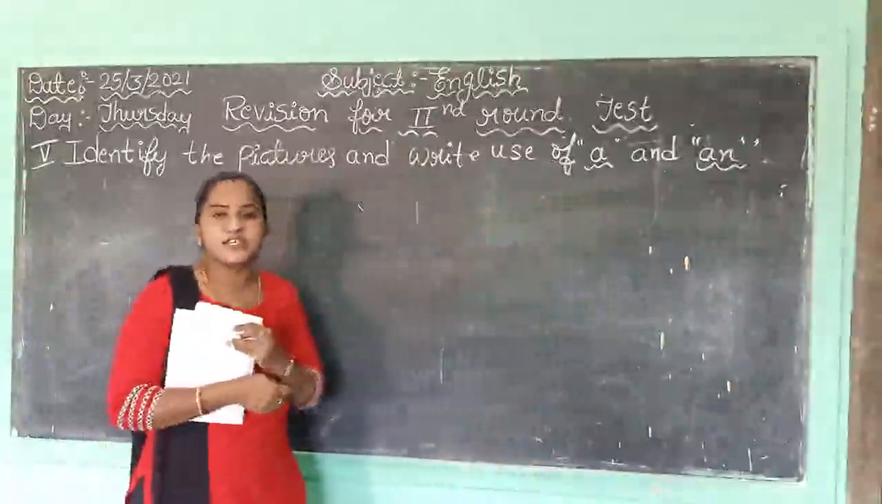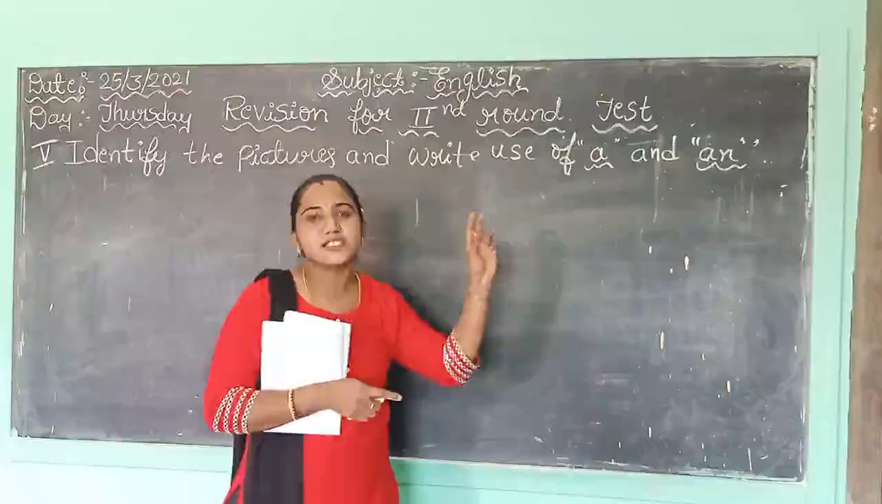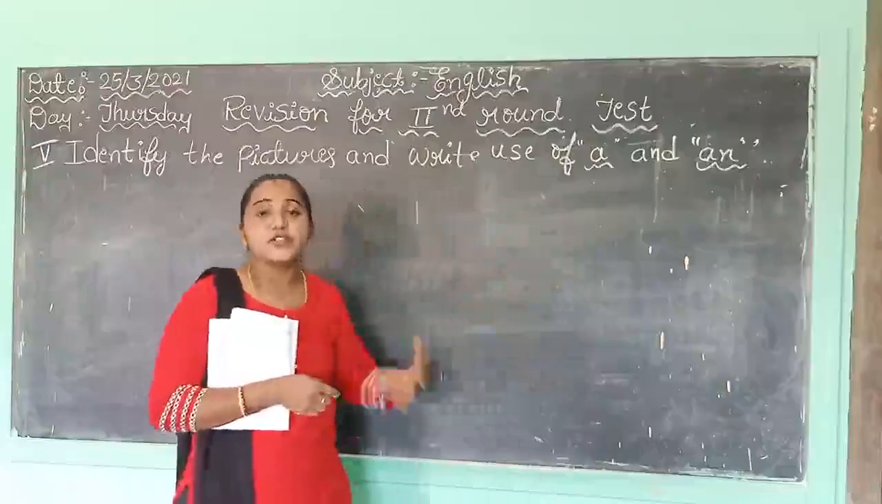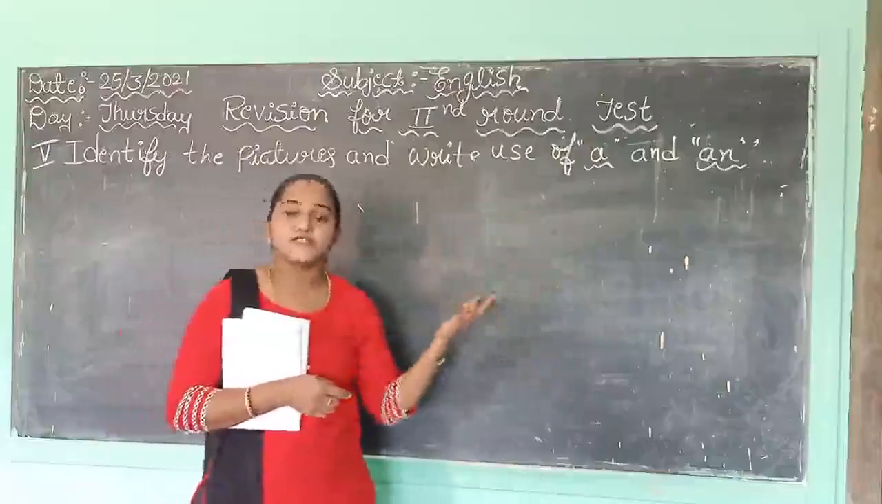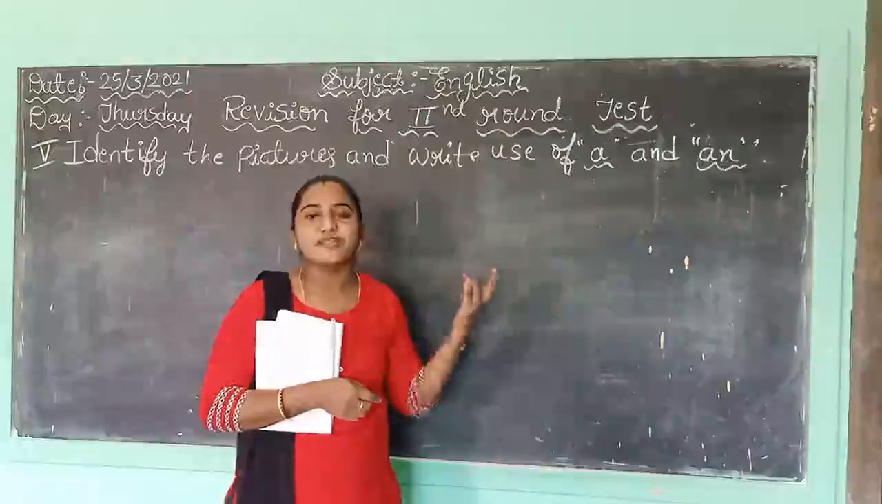So they give us some pictures, and in front of the pictures they give us dashes also. So I have to complete the dashes for the "a" and "an" articles. Which one is having "a", which one is having "an"? So you must identify and write their articles.